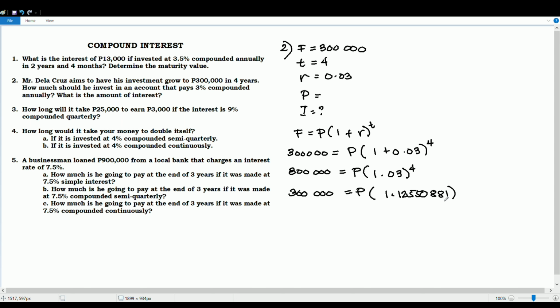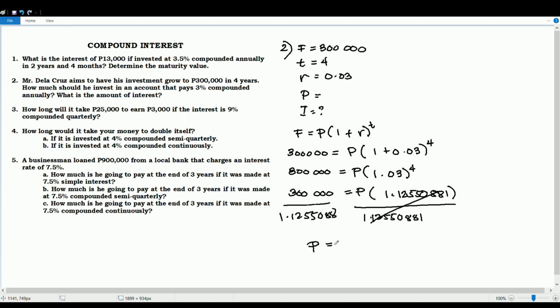1.12550881. Now what are we going to do next? We have to divide both sides by the number beside P, that's 1.12550881, both sides. So this will become P.